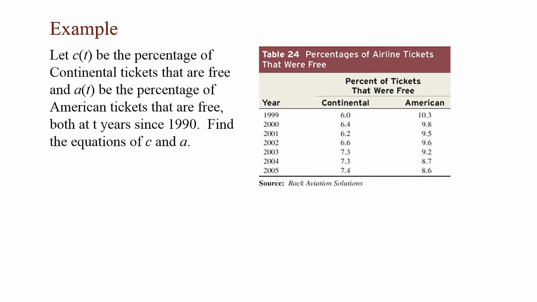The first step is to find t. Since we're starting in 1990, the year 1999 will be 9. 2000 would be 10. 2001 would be 11. 2002 would be 12. 2003 would be 13. 2004 would be 14. 2005 would be 15. When plotting this in our graphing calculator, t will be L1, Continental will be L2, and American will be L3.